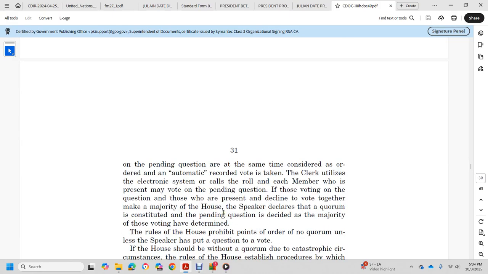On the pending question, or at the same time, an automatic recorded vote is taken by the clerk utilizing the electronic system, with a call of the roll for each member, and each member within the presence of the House may vote on the pending question.